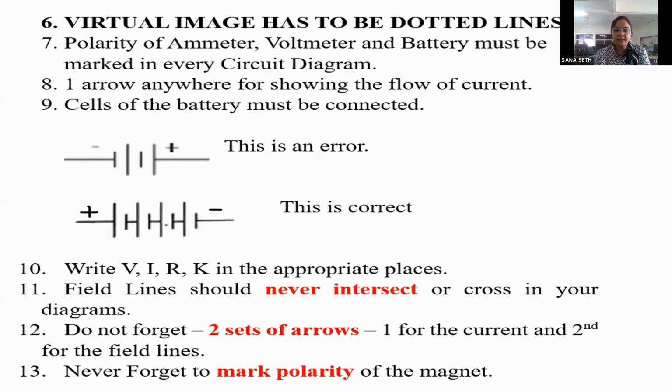Never forget to mark polarity of magnets. Very important. And in a magnetic field diagram, you will have to draw 2 sets of arrows: 1 arrow for the current and the other arrows for the direction of the field lines. So remember.